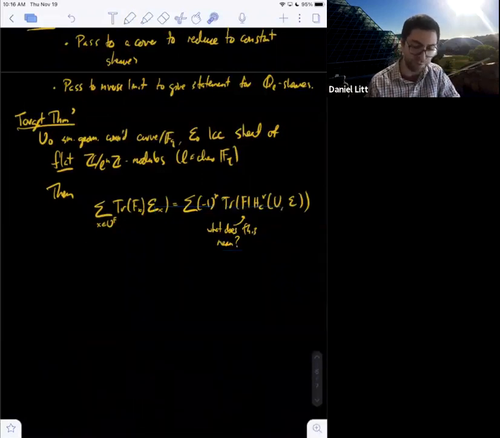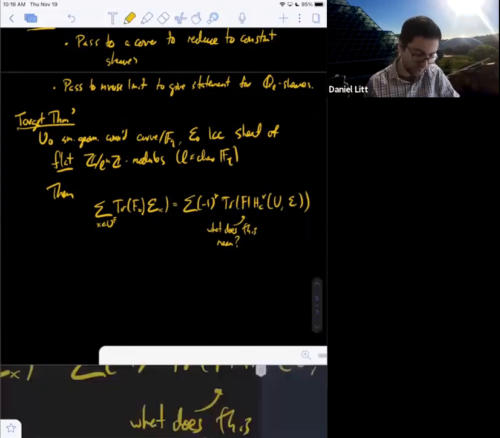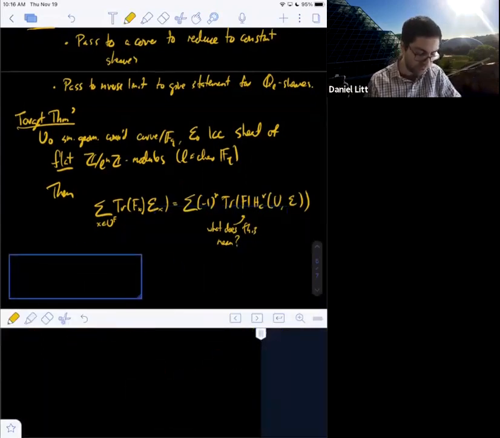Yeah, so in particular, we have to figure out what this means if these groups are not free Z mod L to the n Z modules. We won't actually do that. What we'll make sense of is what this alternating sum means. Okay, so we need the following definition.